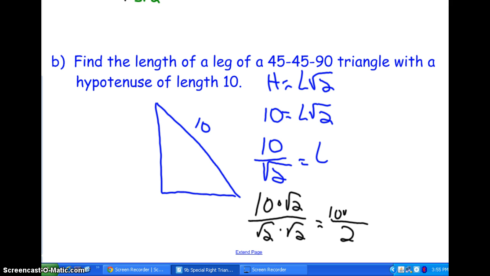And then you have 10 square root of 2. 10 divided by 2 is 5. Square root of 2 is my answer. So one of our legs would be 5 square root of 2, and the other one would be 5 square root of 2 as well.